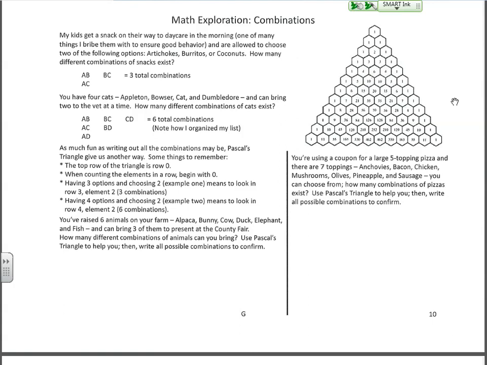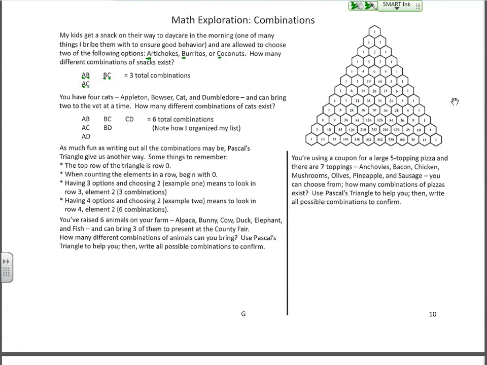And here's what we're doing in this today. Starting at the top here. My kids get a snack on their way to daycare in the morning and are allowed to choose 2 of the following options: artichokes, burritos, or coconuts. And the question is, how many different combinations of snacks exist? So I've listed this out. I intentionally started these with different letters so we can make this as easy on ourselves as possible. But the different options are artichokes and burritos, artichokes and coconuts, or burritos and coconuts. That's it, right?